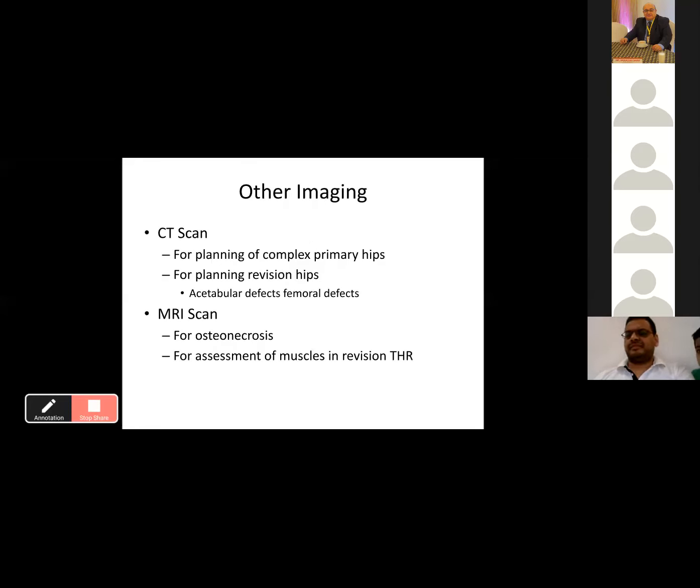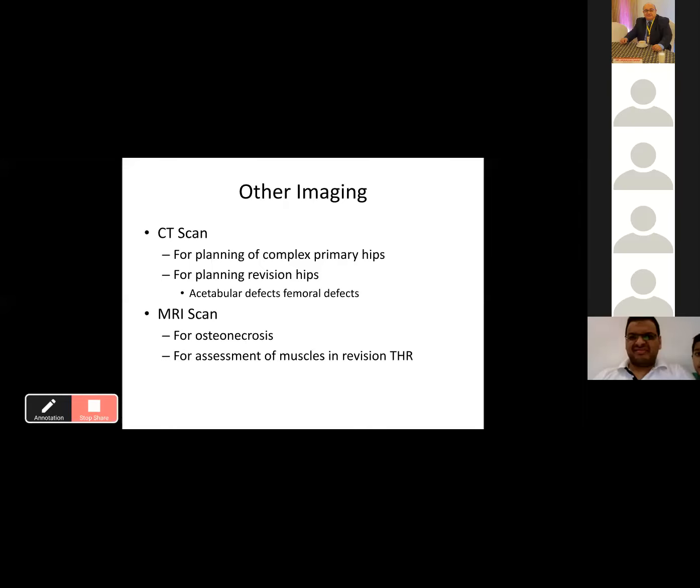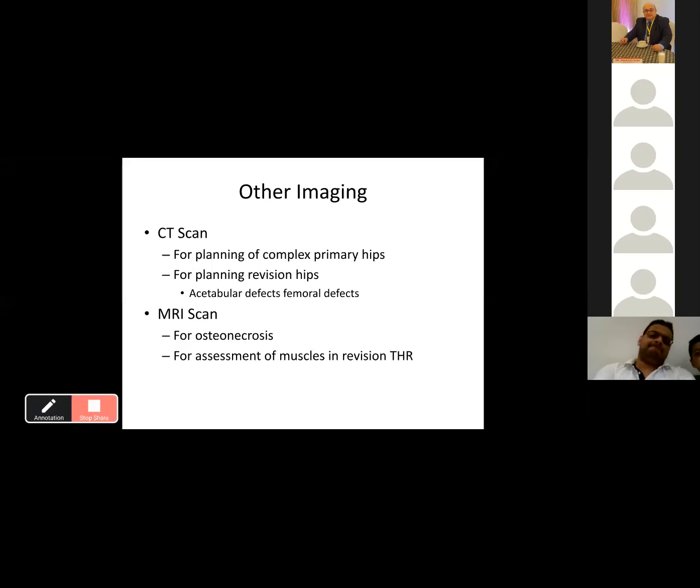Other imaging that is important to know about is CT scan. These are really for planning a complex primary hip. If they've got a deformity or you're worried about any specific bone loss, then a CT scan is good, but it's not commonly needed for a primary joint arthroplasty. However, in the revision setting, you should definitely get a CT because you're trying to reconstruct, so you need to know if there are any defects, if they're contained or not contained, on both the femoral and the acetabular side.